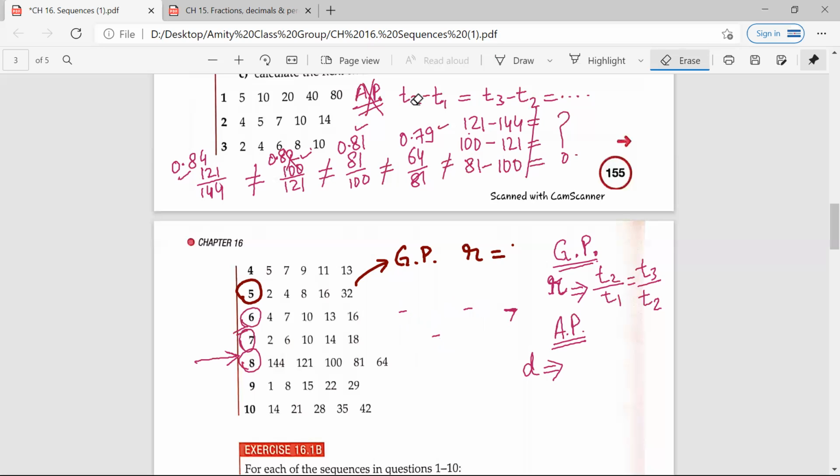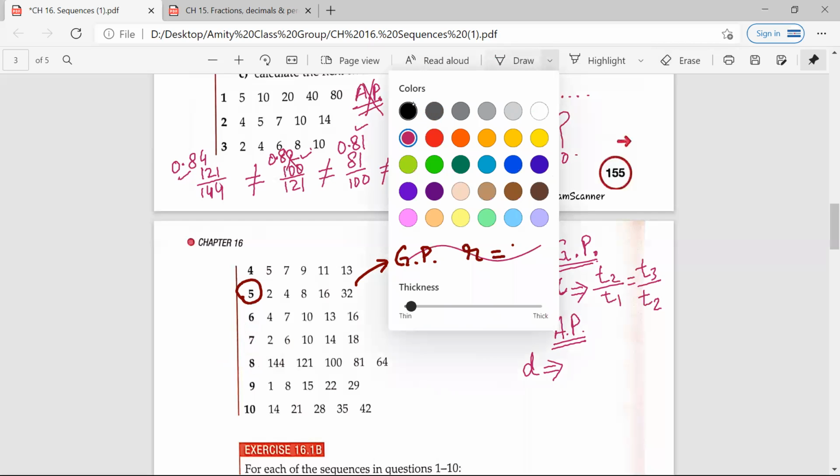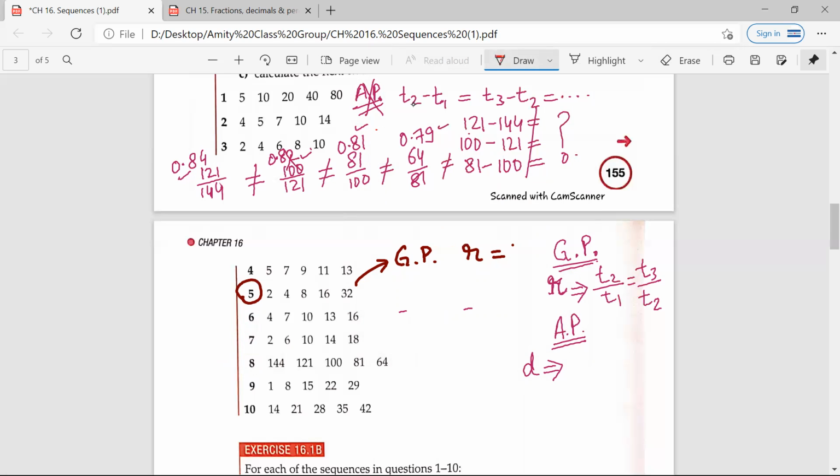See, things are pretty simple. If for once you stick by this logic, that if it is an AP, then this formula should be correct: T2 minus T1 should be equal to T3 minus T2 should be equal to T4 minus T3. And if it is a GP, then T2 upon T1, T3 upon T2, all of this should be equal. Once you follow this, then you won't face any confusion.